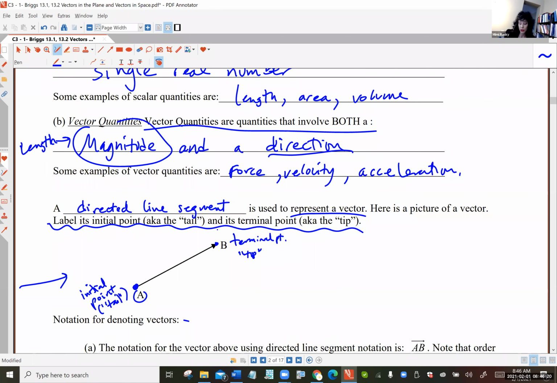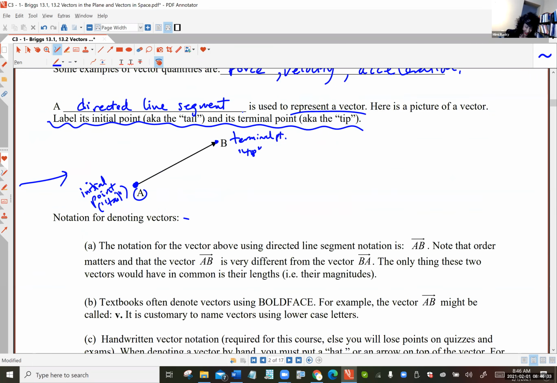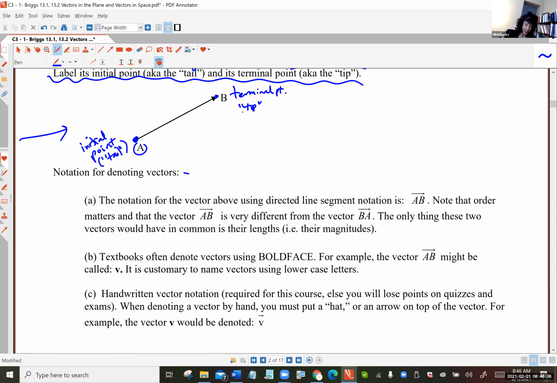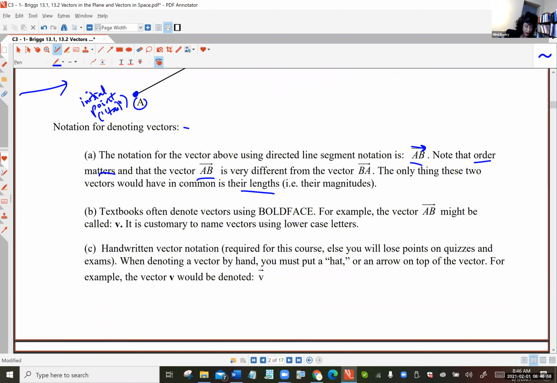Now let's talk about notation, which is really important, because when you take quizzes in my class, you're going to do handwritten work, and I'm going to want to see your proper notation for you to get your full credit. So the notation for a vector that we just drew that has A as initial point and B as terminal point is AB, with a little arrow on the top. You see that arrow on the top? You got to put that there. And order matters. So the vector AB is not the same as the vector BA. They point in opposite directions. The only thing these 2 vectors would have in common is their lengths, which is also known as magnitude.